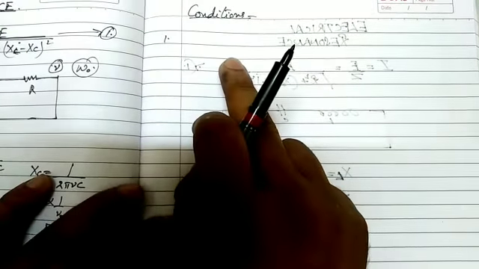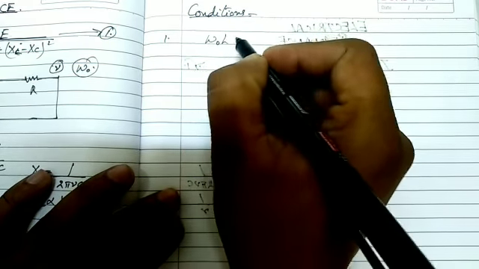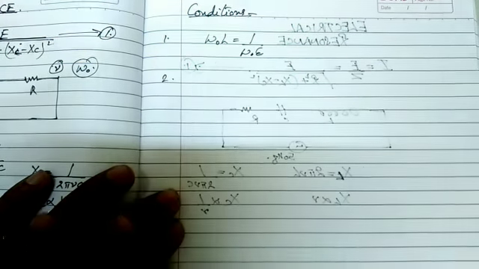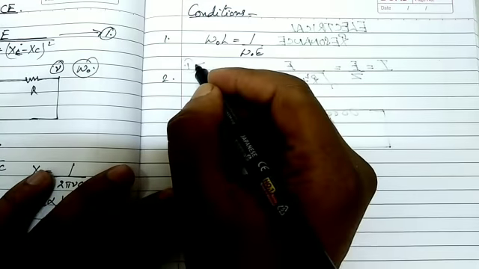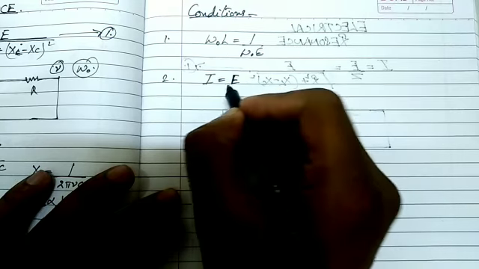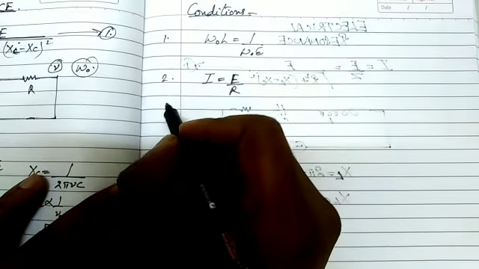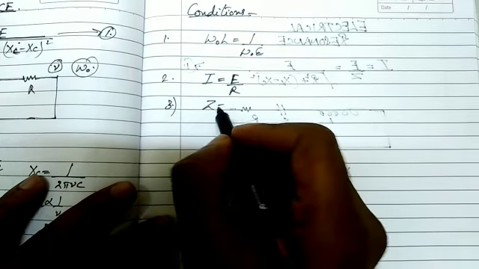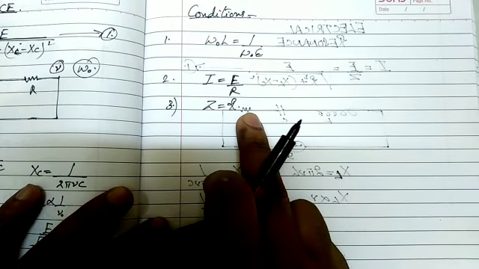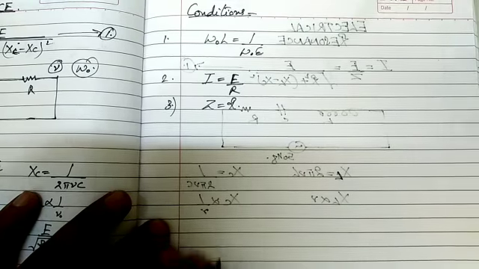Following are the conditions for resonance to occur. First, omega naught L is equal to 1 by omega naught C. Second, the current becomes maximum, that is E upon R. Third, the impedance of the LCR series circuit becomes equal to the resistance. So these are the three conditions for resonance to occur.